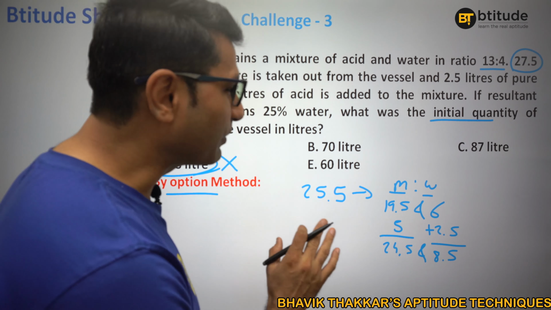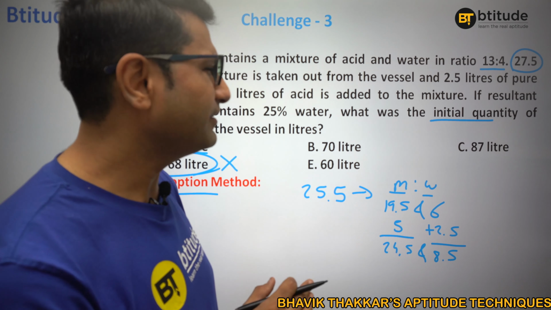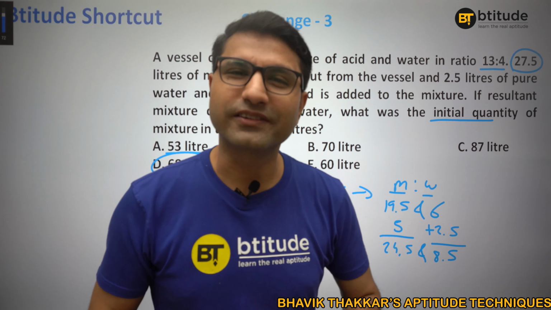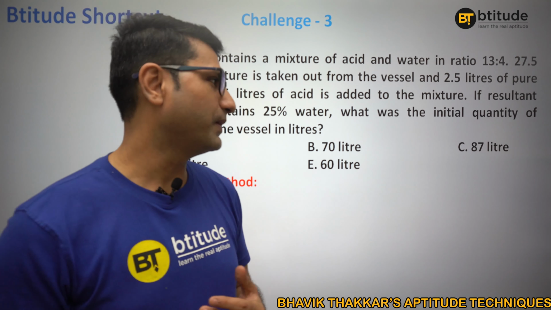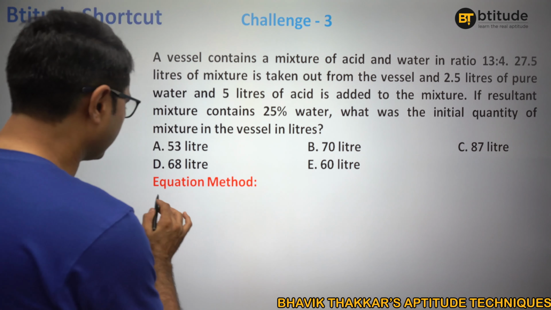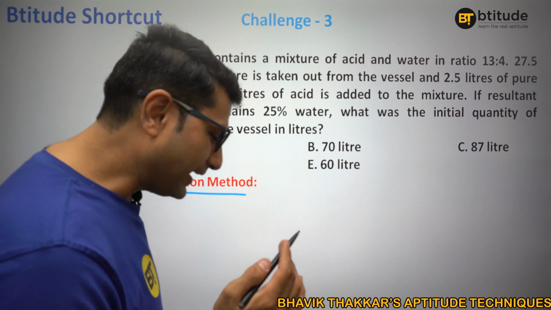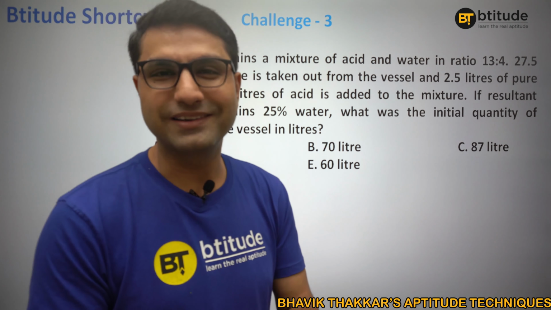Let's move forward to the next method. So option is not the best method to solve this kind of question. Then which one could it be? Let's try the equation method. So look, again, equation is not the best of the methods to solve this kind of question, but we must be knowing it. All right.